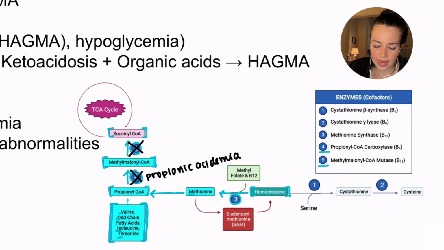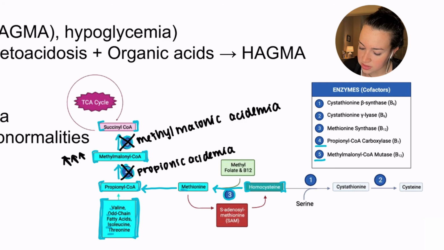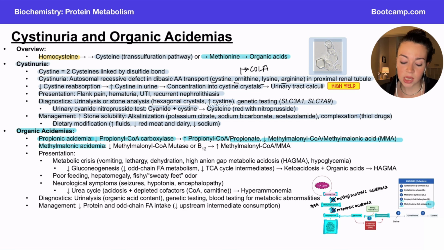Now, in methylmalonic acidemia, you're going to be deficient instead in that enzyme methylmalonyl-CoA mutase. So in that case, you'll get a buildup of methylmalonic acid upstream of the defective enzyme. Now remember, methylmalonyl-CoA mutase has a vitamin B12 cofactor. So in a vitamin B12 deficiency, you can get a similar clinical picture to a true deficiency in methylmalonyl-CoA mutase. So like we said, methylmalonic acidemia is caused by either a deficiency in methylmalonyl-CoA mutase or vitamin B12. That leads to a buildup of the upstream methylmalonyl-CoA or methylmalonic acid.